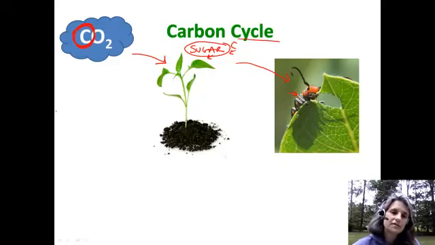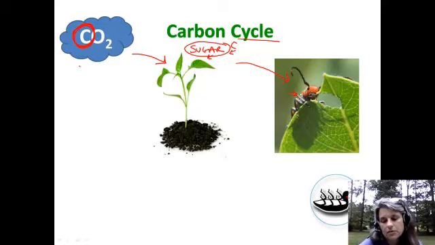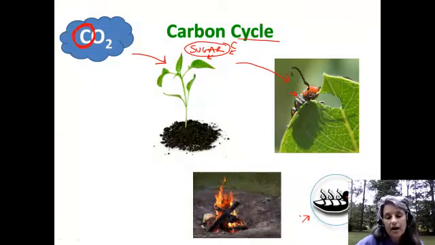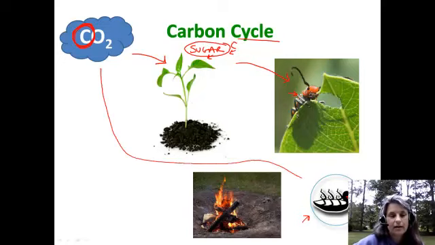We have to get this carbon back up into the atmosphere, or eventually all the carbon would get locked up in the bodies of living things, and we couldn't use our building blocks over and over again. Eventually we'd run out. So when Mr. Bug sadly dies, his body will be decayed by bacteria, fungus, whatever, and as a result of that decay, the carbon dioxide will be released back into the atmosphere to be used again.